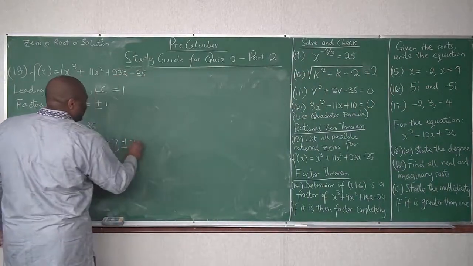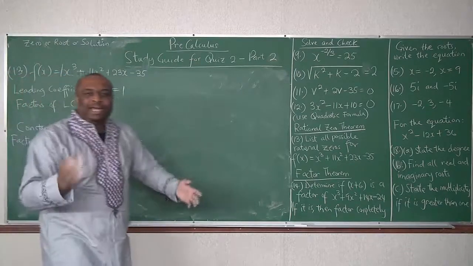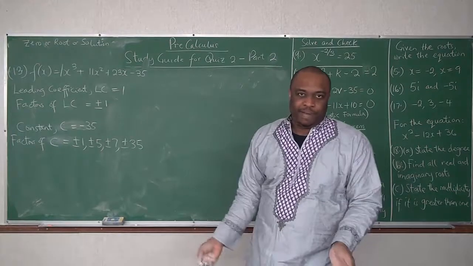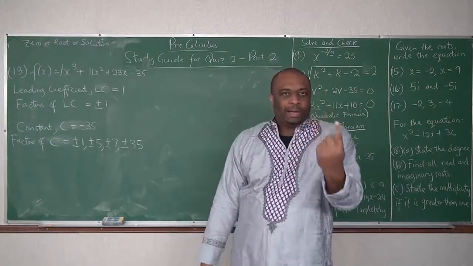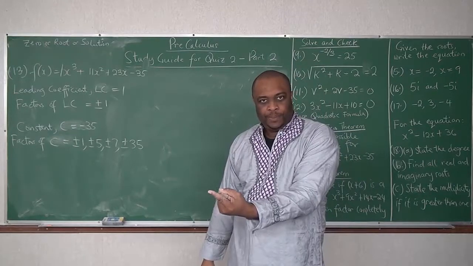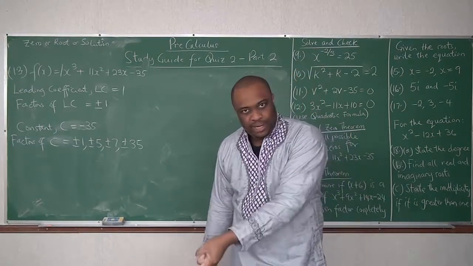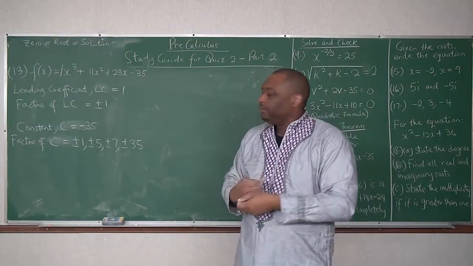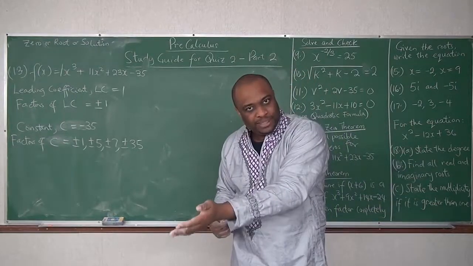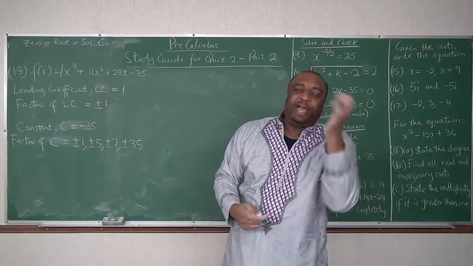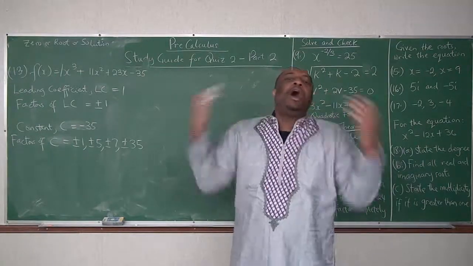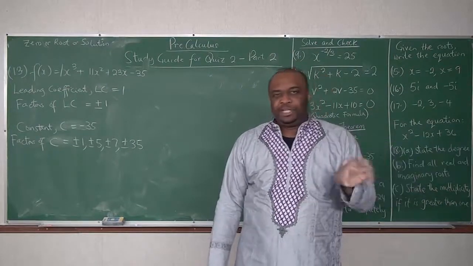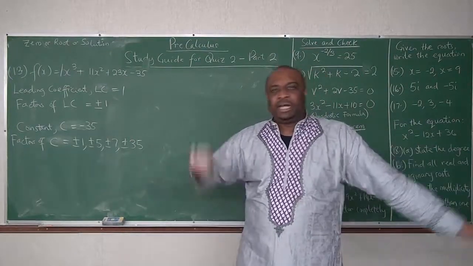Okay, folks, look up now. This is what I mean, because you have to write a plus minus. Why? If you have negative 35, you could have 1 and negative 35. You could also have negative 1 and 35. So you have to consider both cases. You could have 5 and negative 7, or negative 5 and 7. So we are considering all the possible factors of each of them. Find the leading coefficient, find the factors. Find the constant, find the factors.